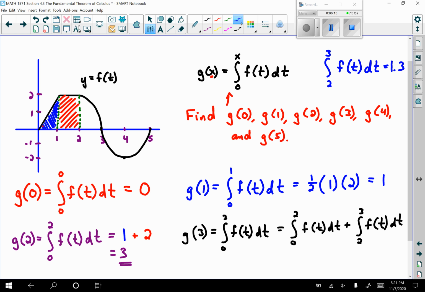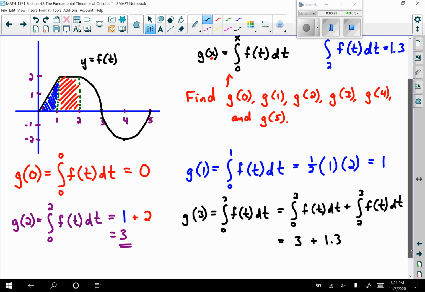So we already found the 0 to 2 part. That's over here. So that's 3. So this part here is equal to 3, plus now the 2 to 3, that's what's given right up here. That's equal to 1.3. So we add those together, we're going to get 4.3.